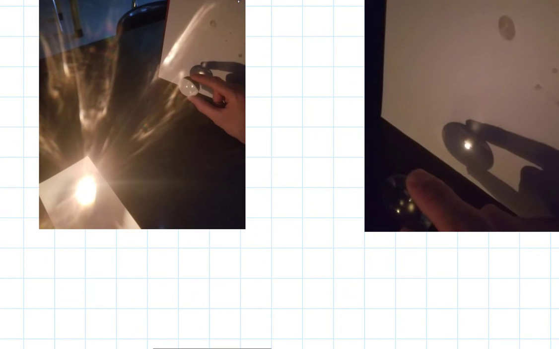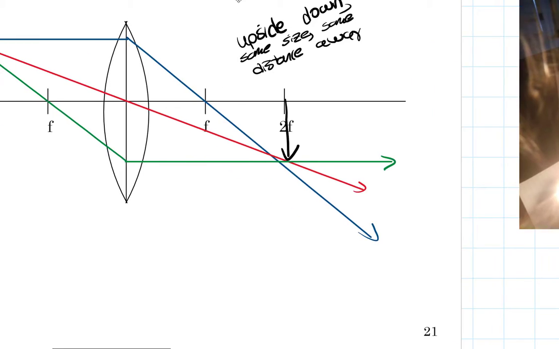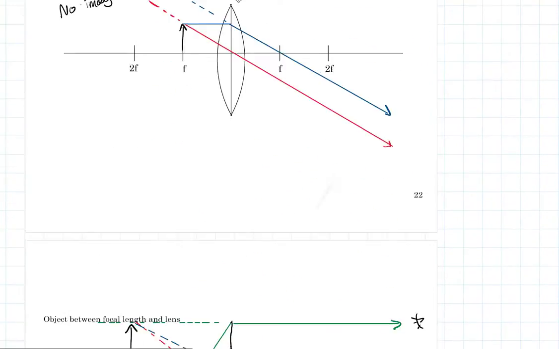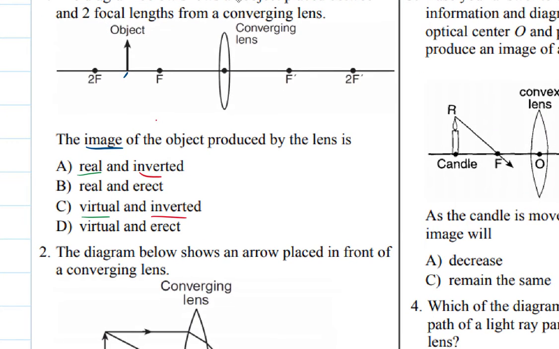So if you actually looked at the image that's being projected from a projector, it's actually upside down in order for it to come out right side up. Anything that's projected onto a screen is always going to be upside down. So let me go back to the question we were looking at. It is a real image. It is not a virtual image because the rays actually intersect, and it was upside down. That's what the ray diagram showed.